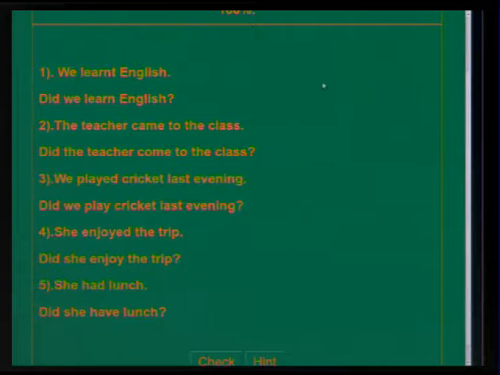Okay, correct. So you can read with me. We learnt English. Did we learn English? The teacher came to the class. Did the teacher come to the class? We played cricket last evening. Did we play cricket last evening? She enjoyed the trip. Did she enjoy the trip? She had lunch. Did she have lunch? Okay.